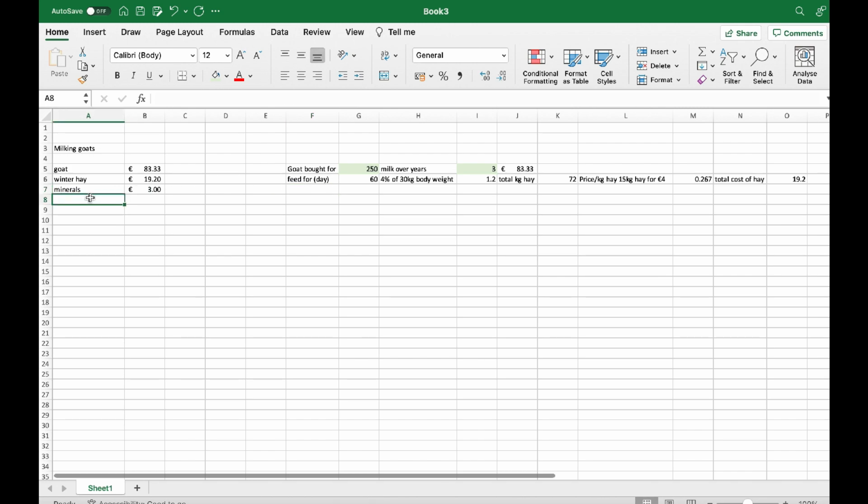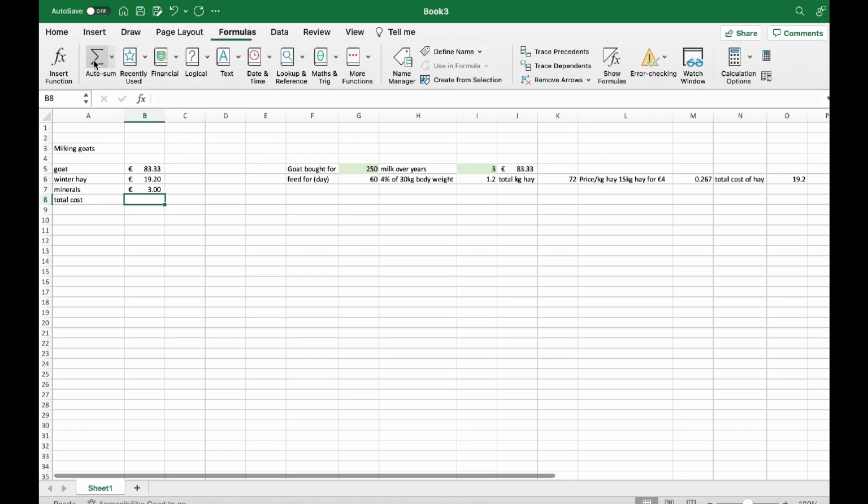So the total cost is going to be, and if I go to formula, auto sum, okay, it's €105.53 for me to keep 1 goat for the year and milk her. Now, what's our sales value?